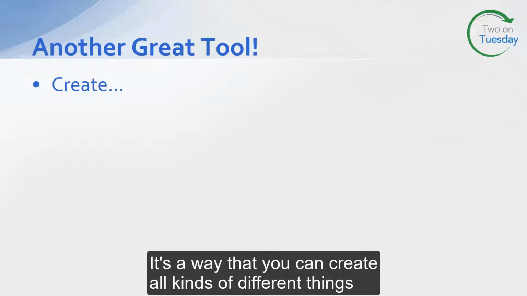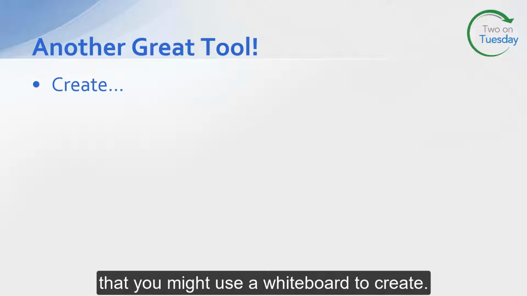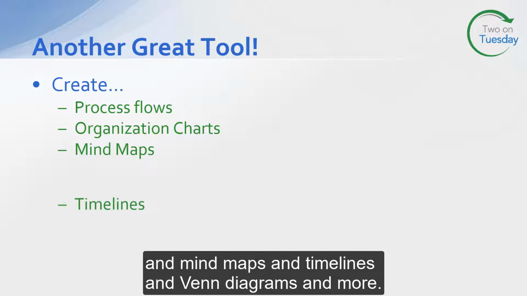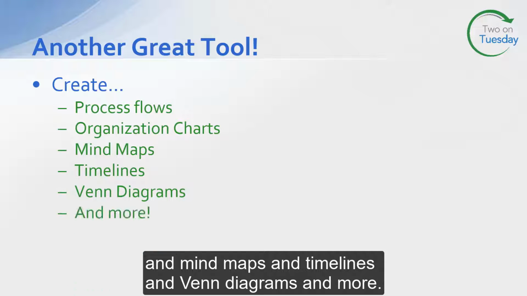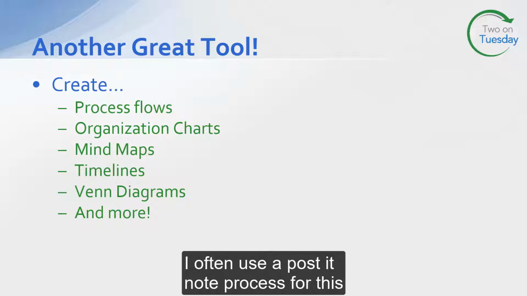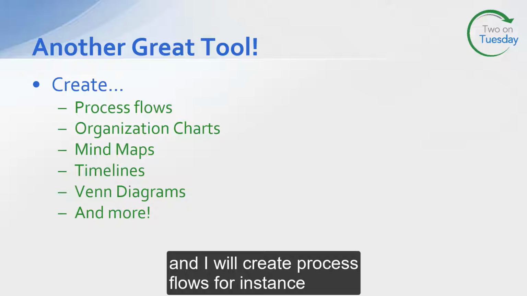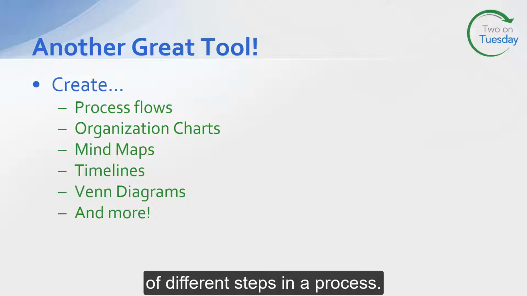It's a way that you can create all kinds of different things that you might use a whiteboard to create. So for instance, process flows and organization charts and mind maps and timelines and Venn diagrams and more. I often use a Post-it note process for this, where I literally will just take a sheet of flip chart paper and I will create process flows, for instance, by just putting Post-it notes of different steps in a process.